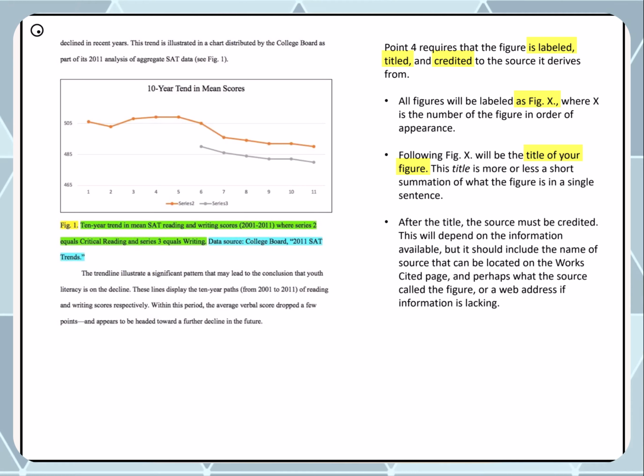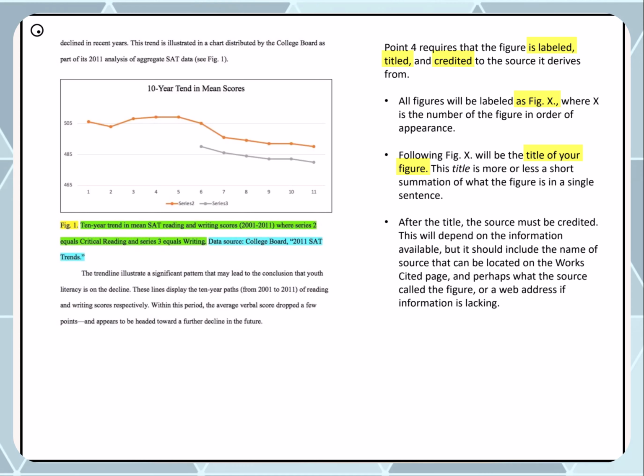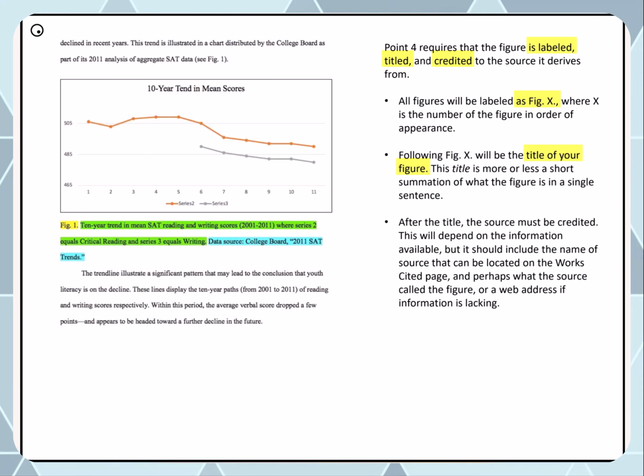This can come from a few different places. It could be the title of the graph, or the title of the organization offering the information, or the title of the essay that you're getting this information from. So it can be whatever makes sense, but it shouldn't be incredibly lengthy. So take the time to think about a good title, make it make sense, but it should fit within a line or two. So the title for this graph is A 10-Year Trend in Mean SAT Reading and Writing Scores 2001 to 2011, where Series 2 equals critical reading and Series 3 equals writing.